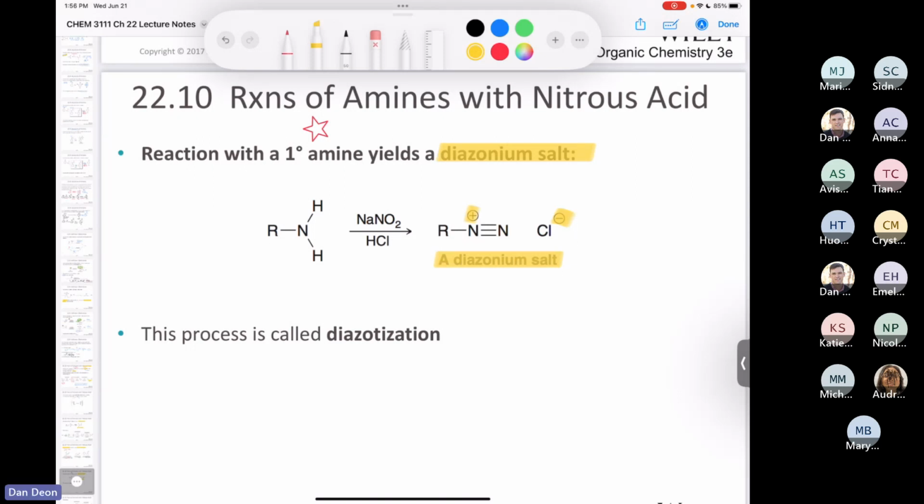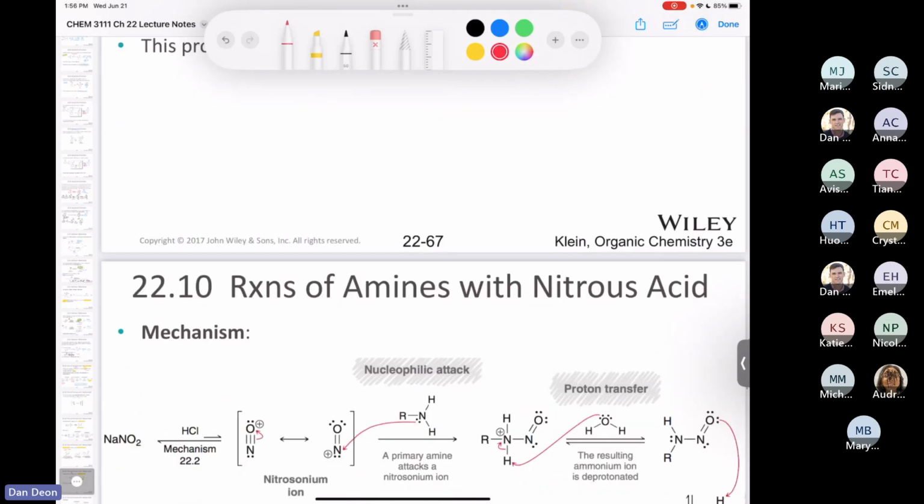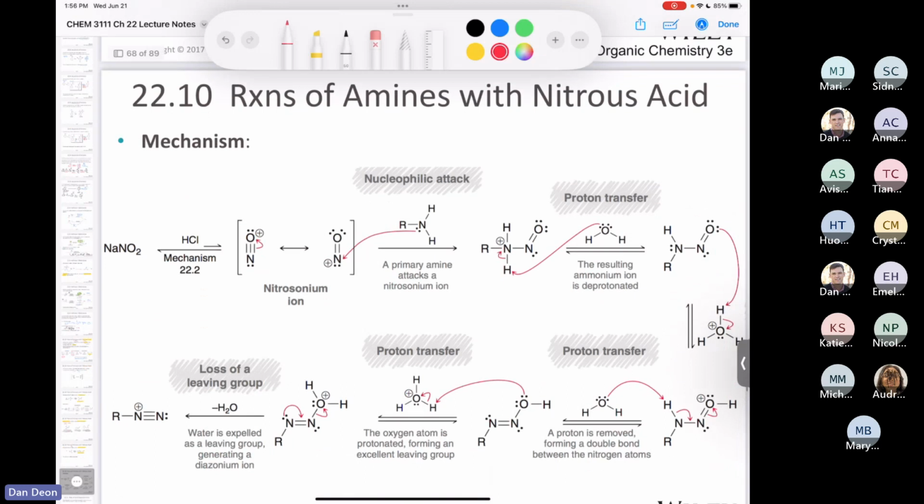All right. So anyhow, if you take a primary amine and you treat it with nitrous acid, which does the diazotization reaction, you form a diazonium salt. And we call this process diazotization, and it does have synthetic utility. Okay, so let me explain what the synthetic utility is in just a sec.